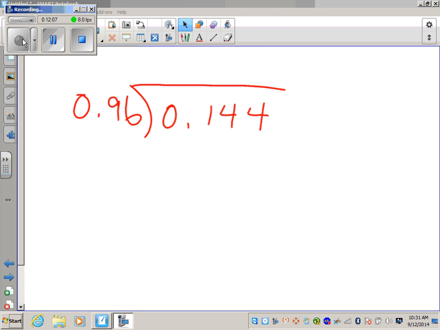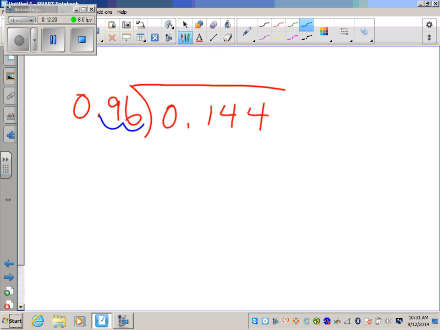Eli, number on the outside, a whole number. What's going to get us there? Put the decimal behind it. And how many places is that? 2. So 2 places on the outside means 2 places on the inside. Okay? Now, I'm not working with 0.96 anymore. I'm working with 96, which is really close to what number?